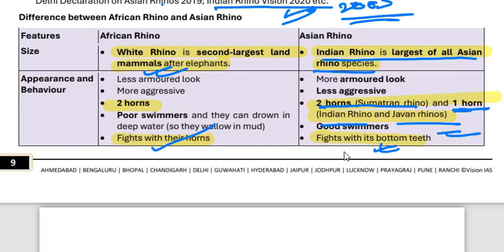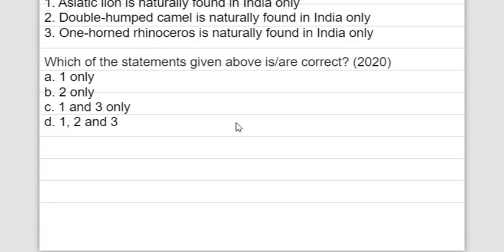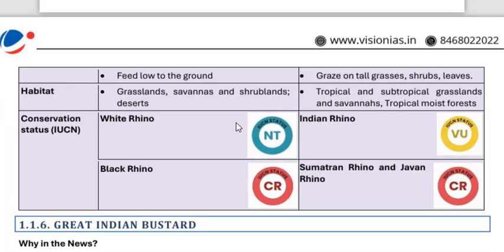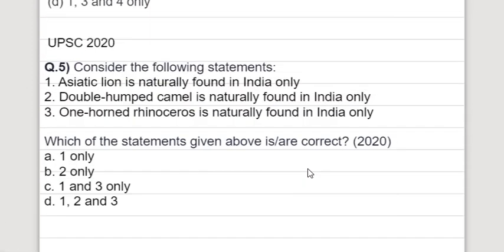So one horn means less horn, so they can fight with the bottom teeth, whereas two horns means African rhinos can fight with the horns. Okay, some more details are given here. This is about rhino, white rhino, black rhino. No need to remember all details. Just see this question. This question was asked in UPSC 2020.